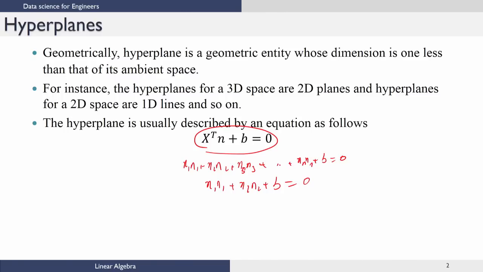We have seen before the idea of subspaces. Hyperplanes in general are not subspaces. However, if we have hyperplanes of the form x transpose n equal to 0, that is, if the plane goes through the origin, then a hyperplane also becomes a subspace.